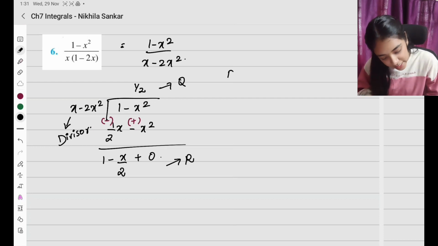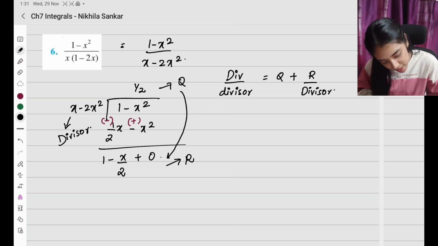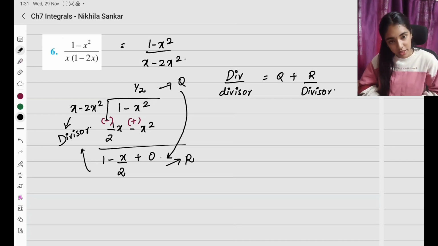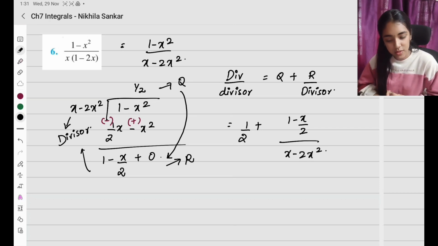Okay, so basically dividend divided by divisor is nothing but quotient plus remainder divided by divisor. In the formula எழுதலாமா? So quotient plus remainder divided by divisor. இந்த மாதிரி clockwise directionல போனோம். So I basically have quotient என்ன? Half plus remainder is going to be 1 minus x divided by 2, the whole divided by x minus 2x square. Okay, so this is how I'm going to split.